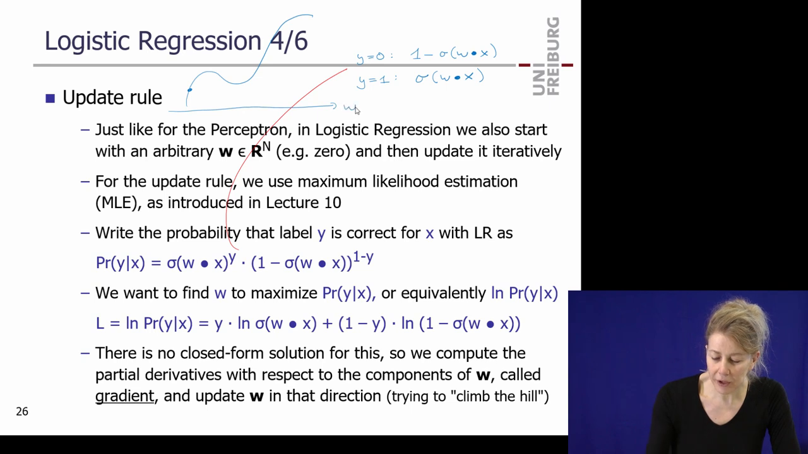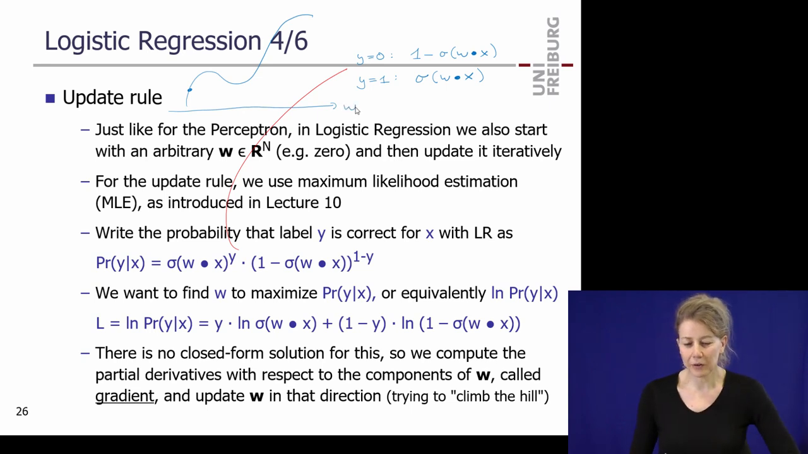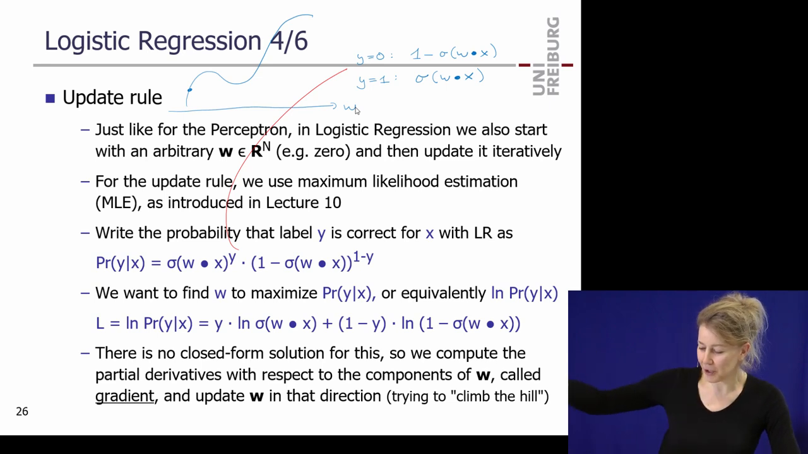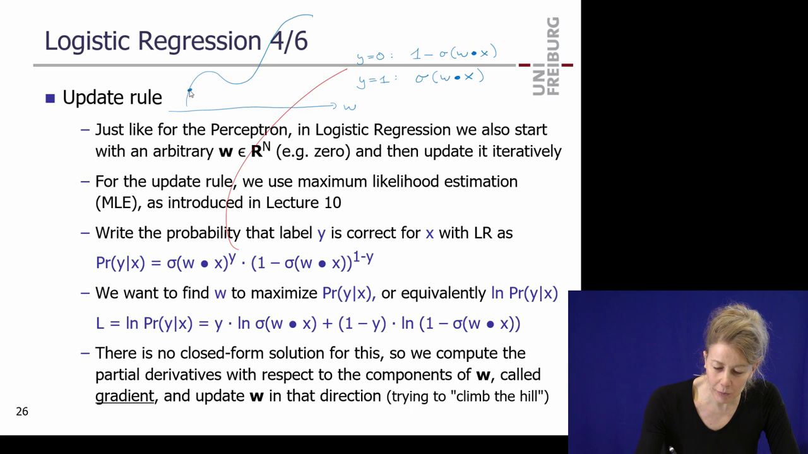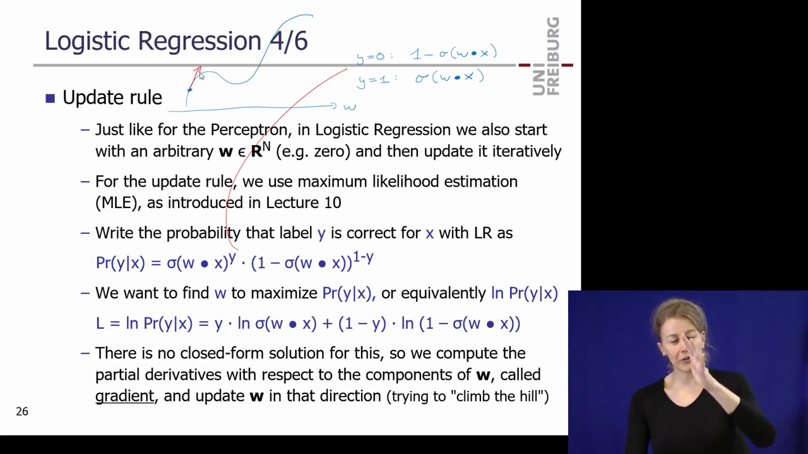So this is the W, and now I'm just drawing this in one dimension, but the W is of course more complex, but you can do this same thing in multi-dimensional. I want to find the W where this function is the largest, that would be here. I'm here at some W, and I don't know where the maximum is, so what I just do is I compute the gradient, which in this one-dimensional case would be the derivative at this point.